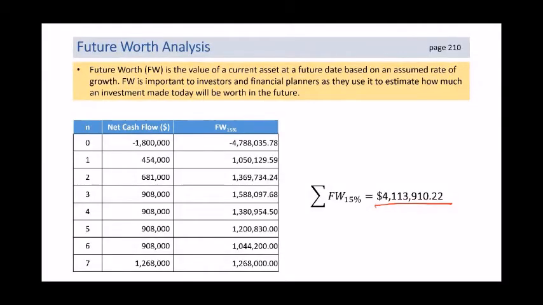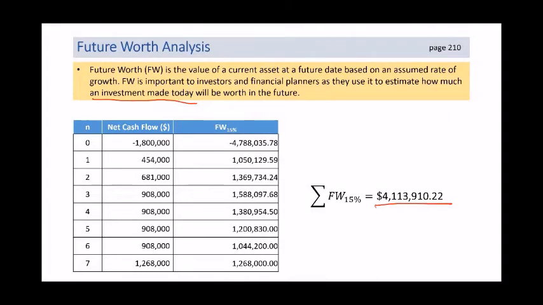Now, it says here, future worth is the value of the current asset at a future date based on an assumed rate of growth. Okay, and what is the importance? It says, it is important to investors and financial planners as they use it to estimate how much an investment made today will be worth in the future. So it says how much an investment made today will be worth in the future.